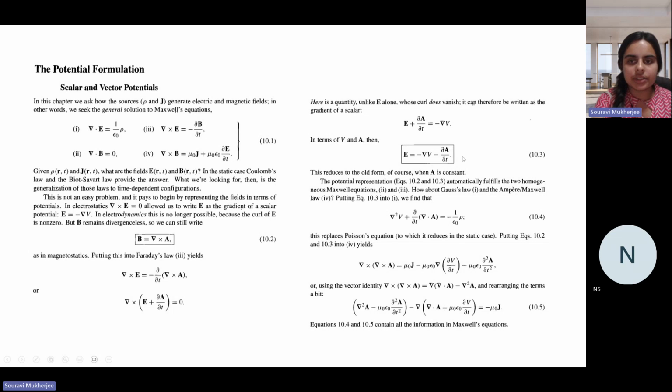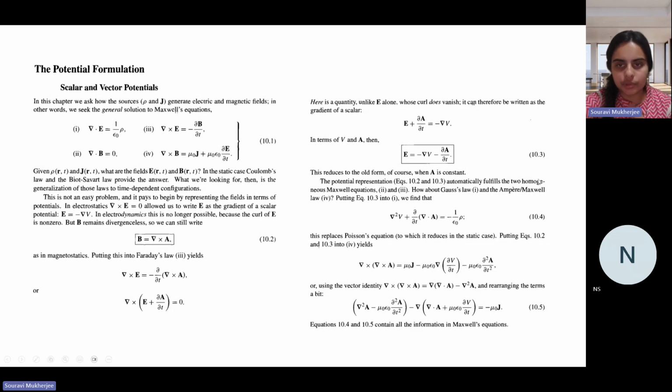Okay. Now you can use these relations in your Maxwell's equations. Suppose you put this expression in the first Maxwell's equation, you get something like this. So this is an expression which replaces the Poisson's equation. In the static case, where there will be no time dependence, you will get back del square V equal to minus rho by epsilon naught, which is your Poisson's equation. But this is the general case where you take into account the time varying effects.